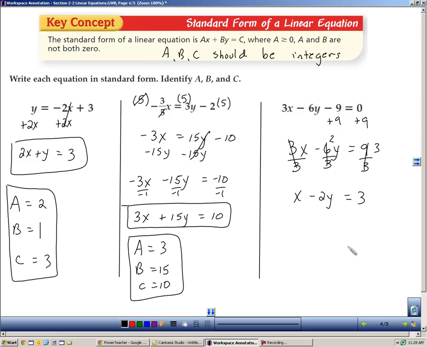And you typically want your standard forms to be in lowest terms. So we divide out a common factor, and now we look for a, b, and c. A is a 1, b is a negative 2, because the sign belongs with the 2, and c is 3.